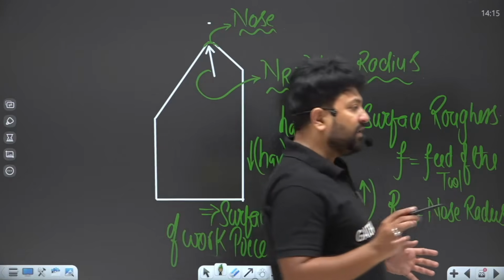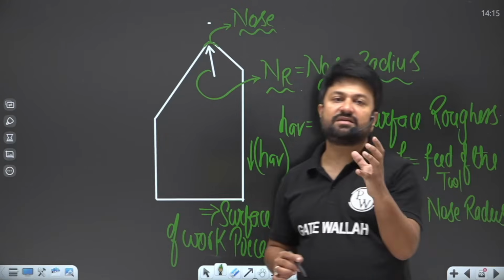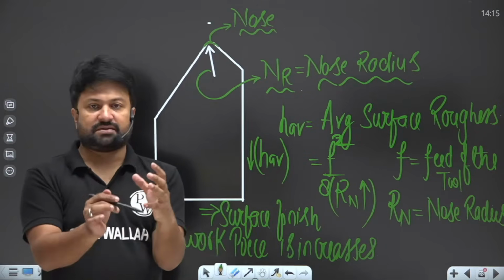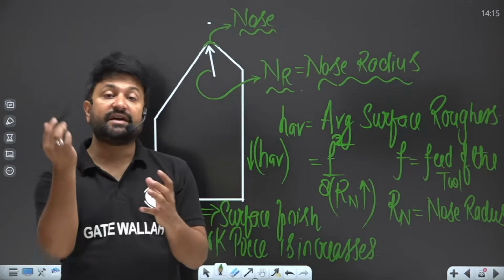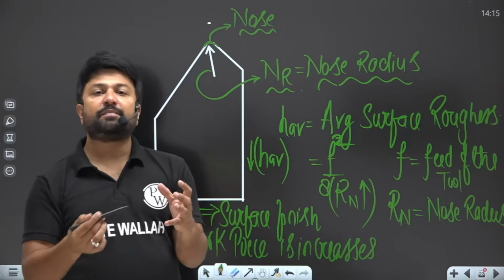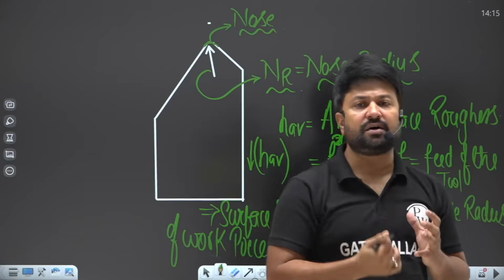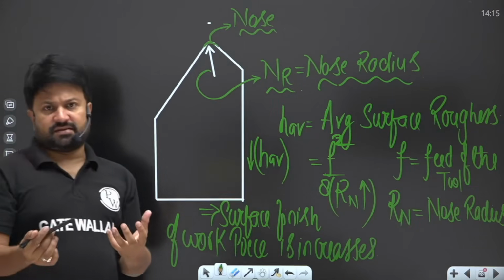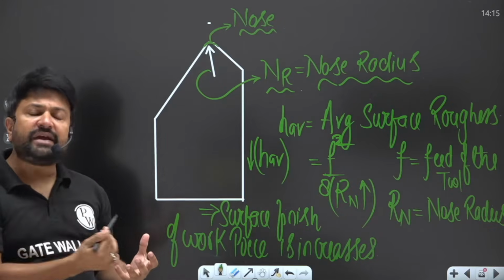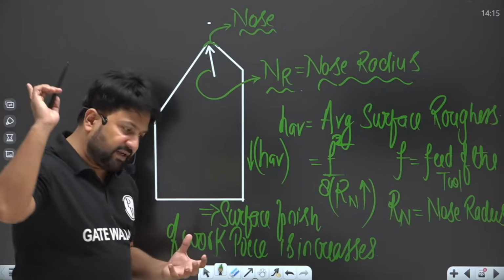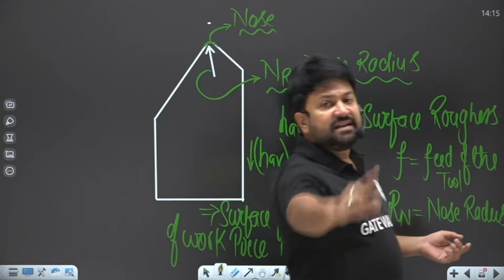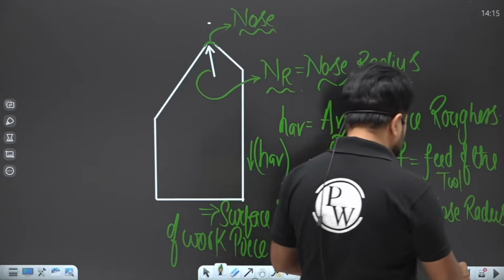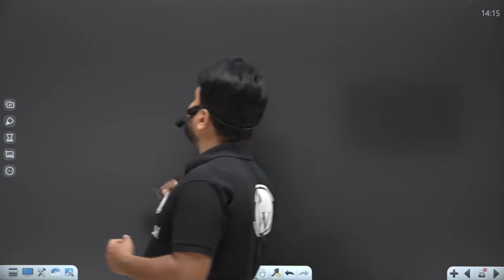But we have to keep the nose radius in an optimum range. If you keep the nose radius too large, then what happens? It will induce chatter. And if the nose radius is increased, the cutting force and cutting power are also going to increase. So please remember this point.